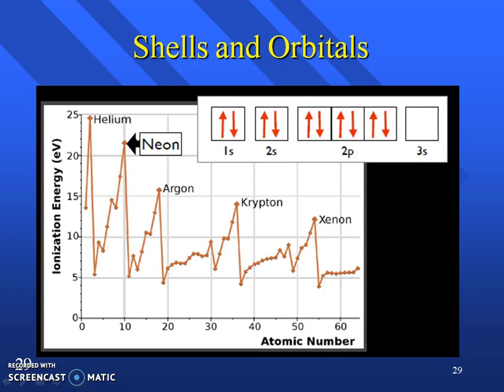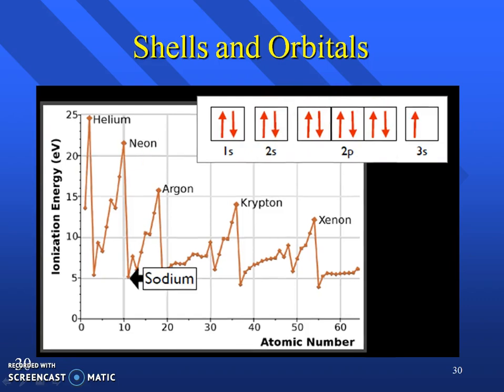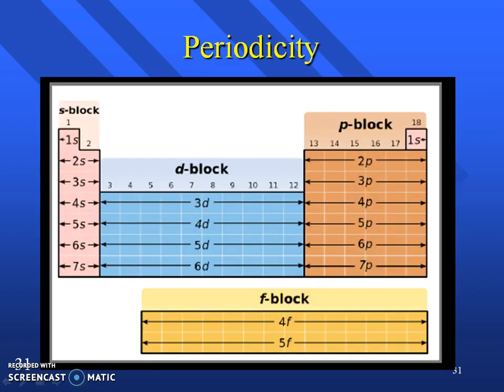And there we have neon, and neon now has a nice filled second energy level. And then he continued on with sodium. So he also told you how there's a little bit of a shortcut as well to find your electron configuration using the periodic table.